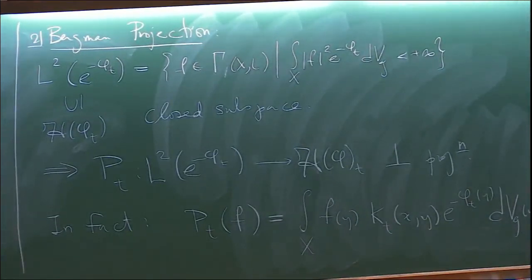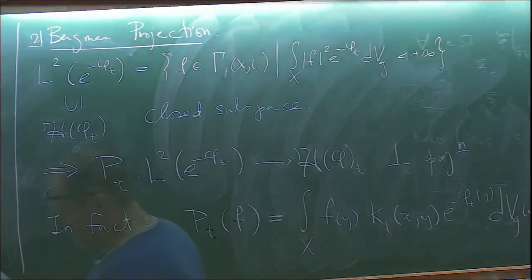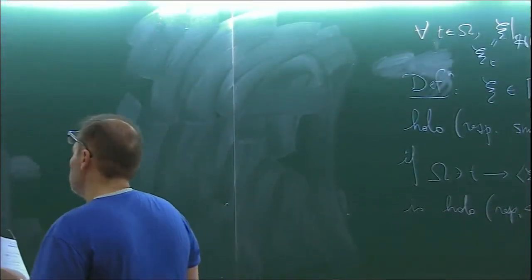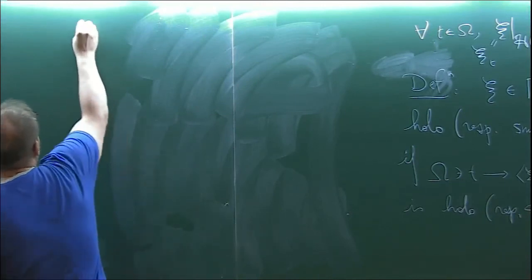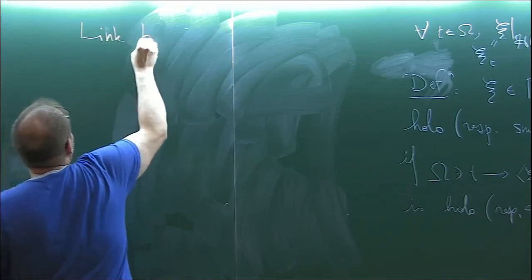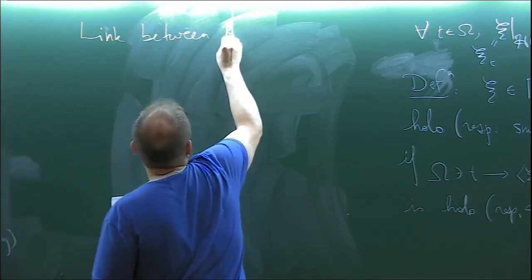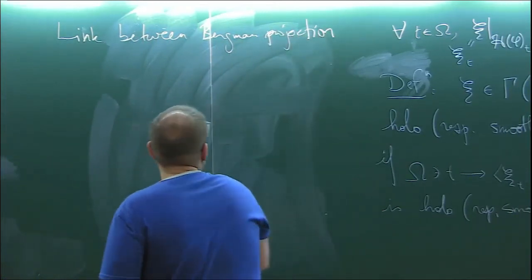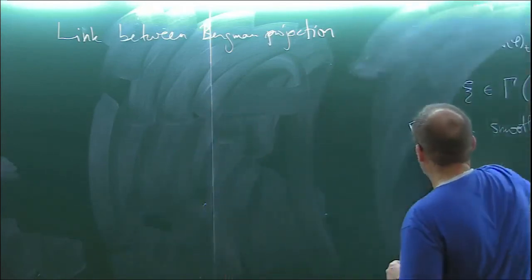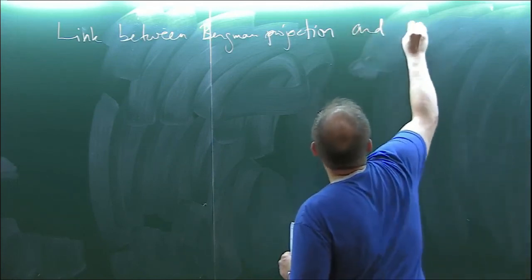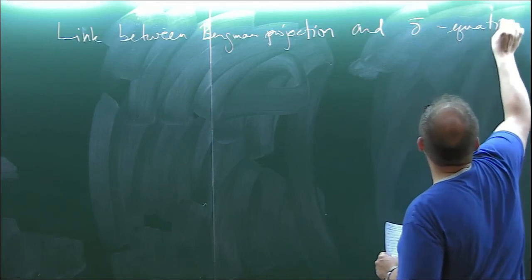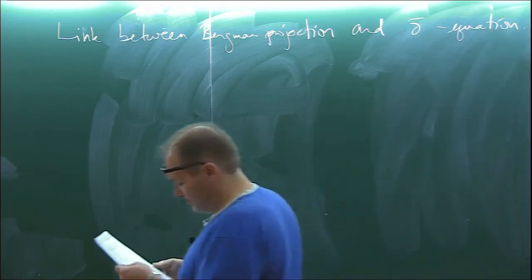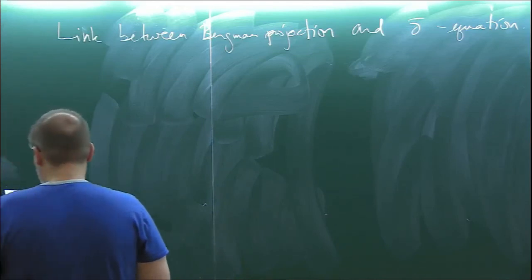Okay. So this is just trivialities, but actually what I will need is a link between the Bergman projection and the D-bar equation, the inhomogeneous Cauchy-Riemann equation. Okay, so let me explain that quickly.